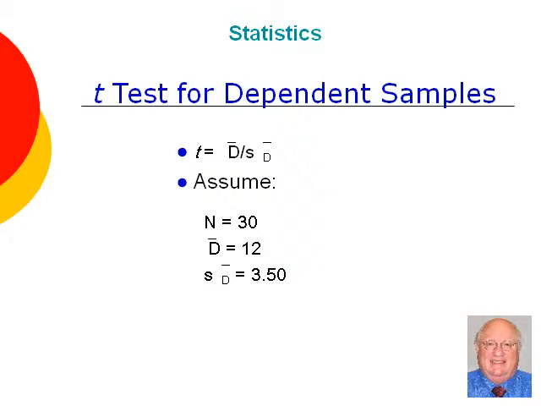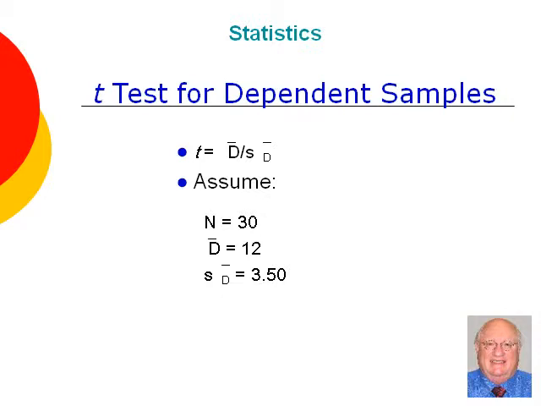So let's work through an example. Let's say we have 30 participants and that the mean BDI for everyone at the pre-test is 24 and the mean BDI at the end of treatment is 12. So for argument's sake, let's also say that the mean of the change scores is 12 and the standard error of the mean of change scores is 3.5.